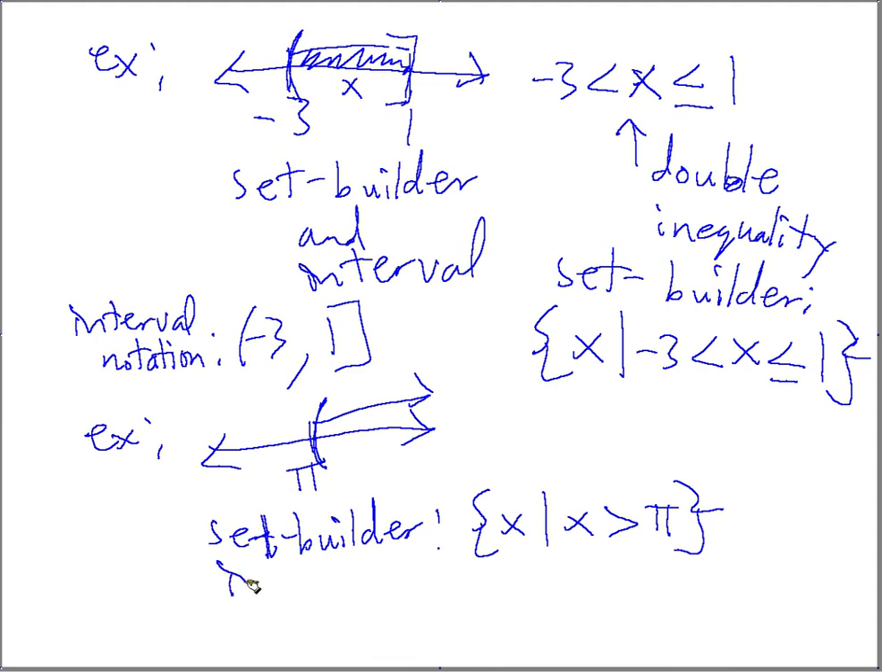And what about interval notation? Interval notation, again, we're going from pi, not including pi, out to infinity. So parentheses pi, comma, positive infinity. Again, always have a parentheses next to infinity because it's not really a number. It's just the mathematical concept of numbers getting bigger and bigger. Alright, onto the positive side. So interval notation here.